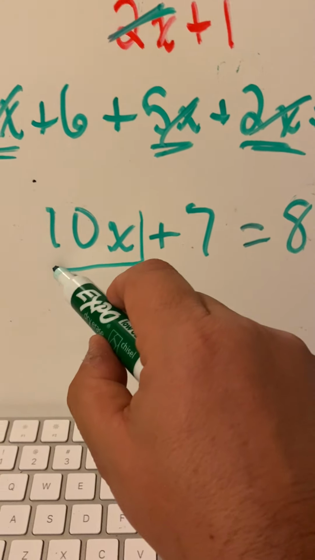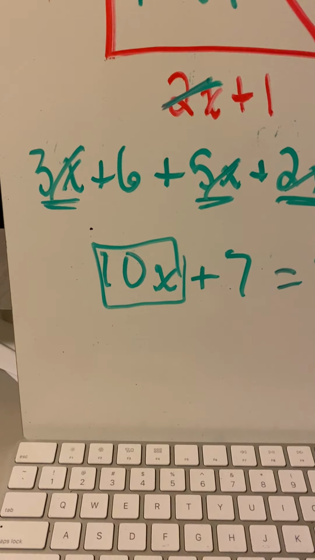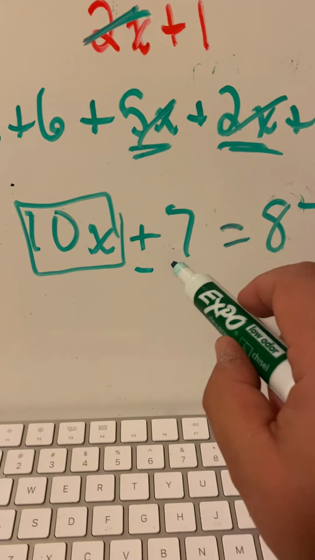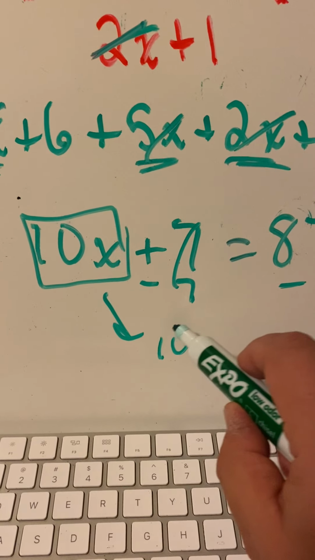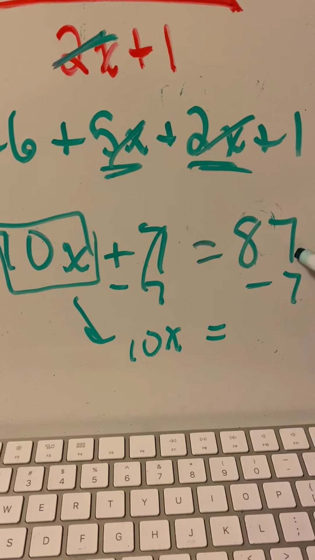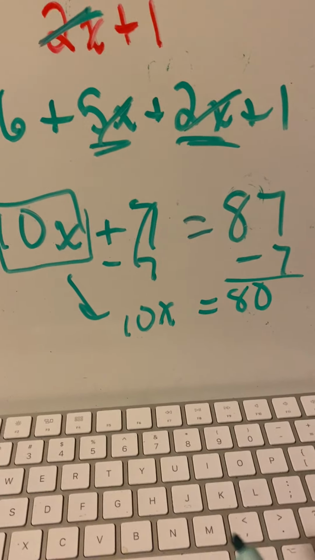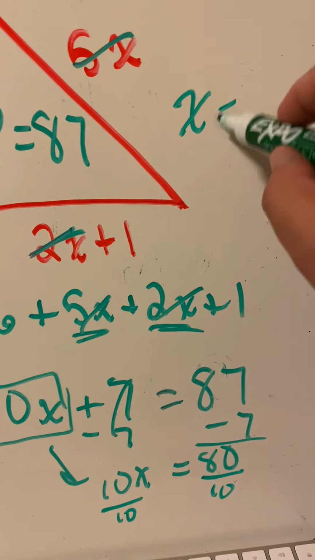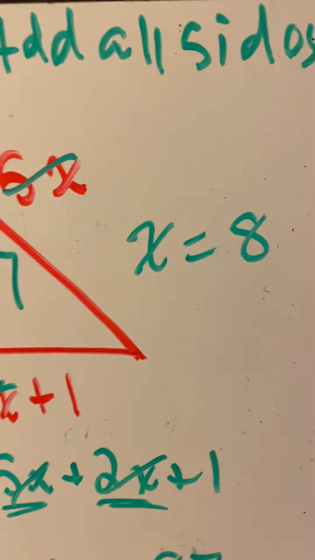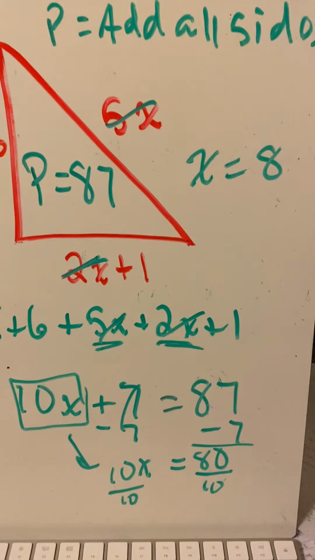Here is our variable, the last thing that we get rid of. So we get rid of the 7 first. Subtract 7. Bring down the 10x. 87 minus 7 is just 80, and 80 is perfectly divisible by 10. So x equals 8. That's what most of the problems are going to want you to do. Just find out what x is.